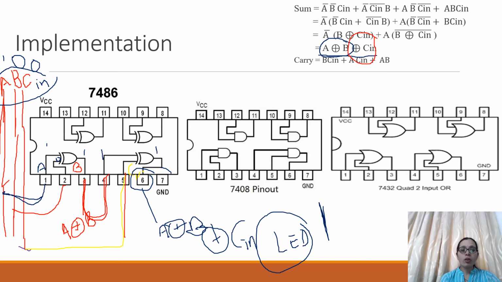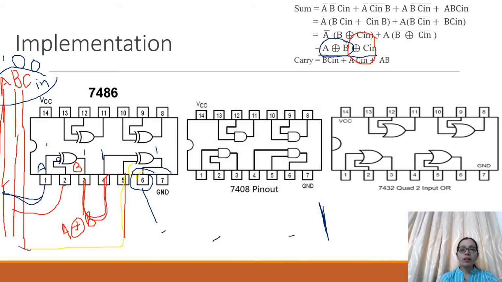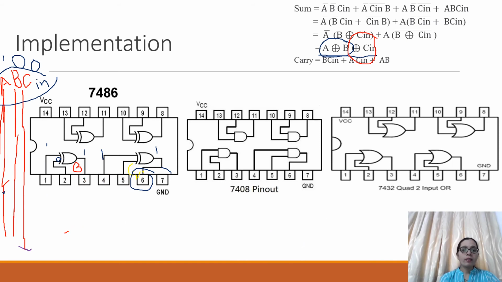Now let us see for the carry. Now for the carry, the expression is AB plus AC in plus BC in. So we have already taken the inputs from the breadboard as external inputs. Now we have to form the three product terms, BC in, AC in and AB. So let us form first BC in.